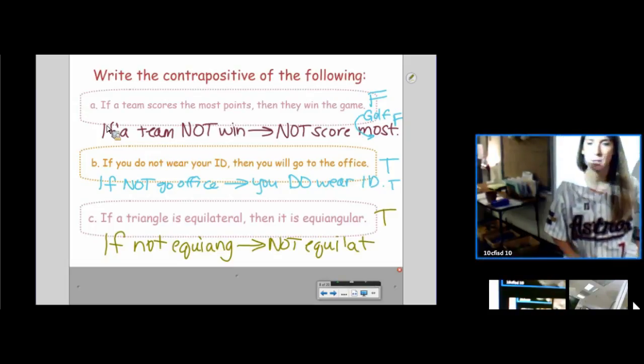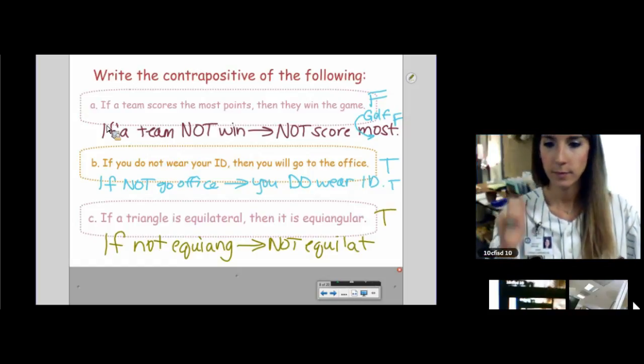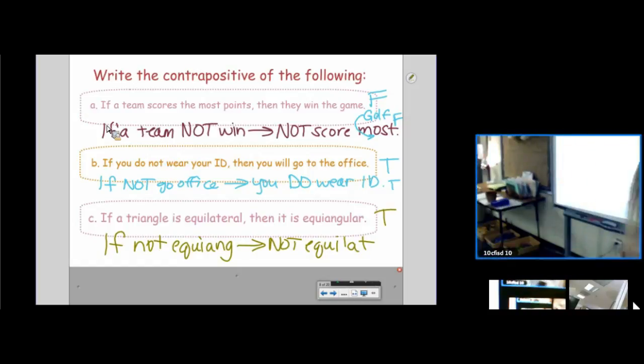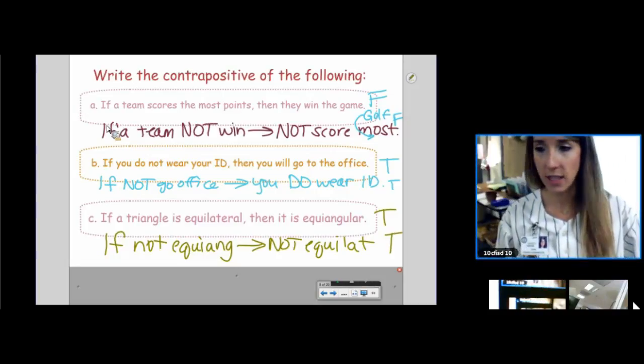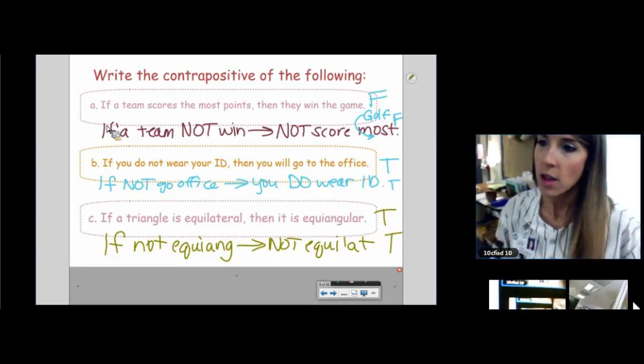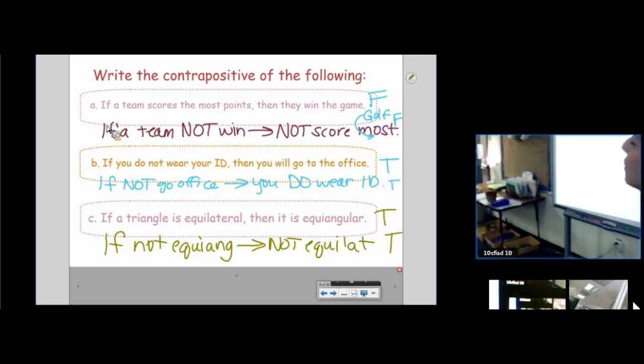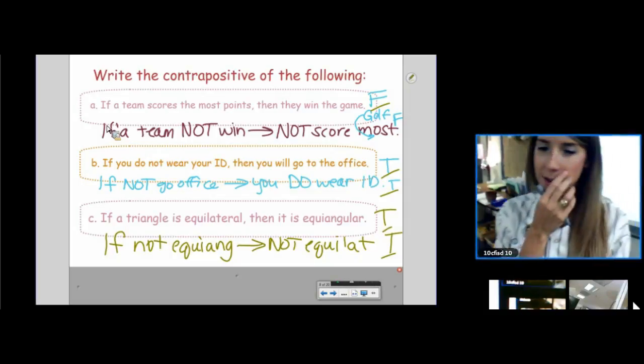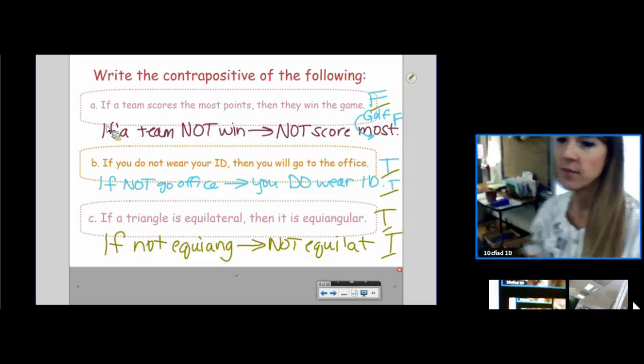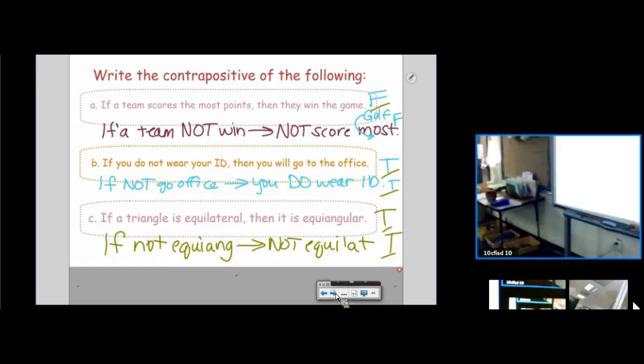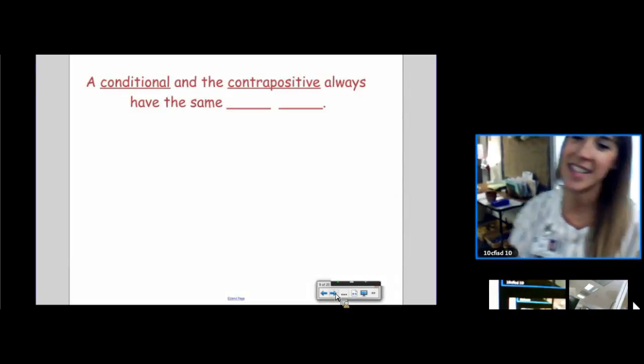True or false? True. Very good. Now remember, that's only true for triangles. That doesn't work for quadrilaterals. Okay, so if you notice, this was false, false, and this is true, true, and this is true, true. So I'm kind of curious about that. And if you were curious about it too, then you can write this down in your notes.